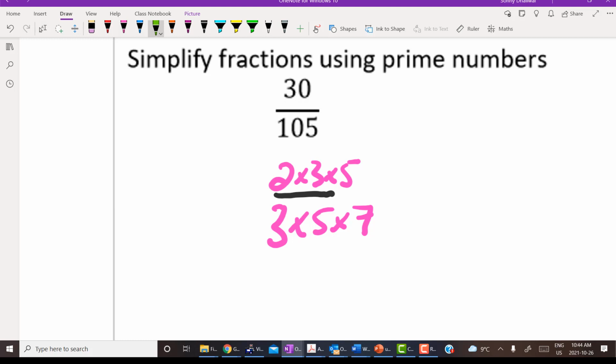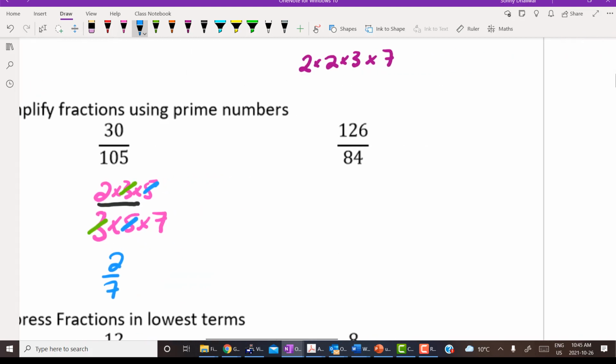We have a 3 here, which can be canceled out with a 3 there. And we have a 5 here and a 5 there. And what are we left with? A 2 on the top and a 7 on the bottom. That is our simplified fraction. A lot faster to do this than sometimes working your way through the other way. Okay, so let's do the next one.